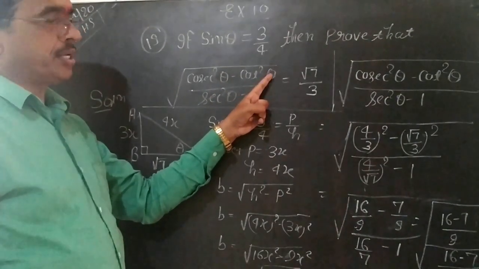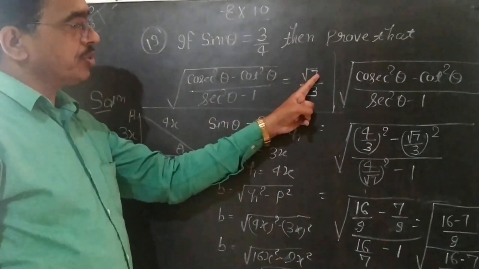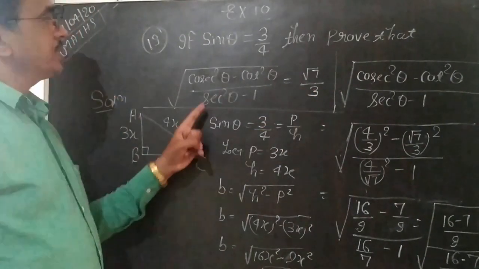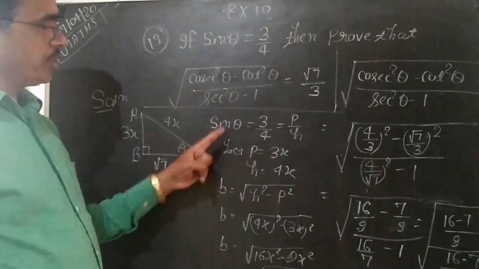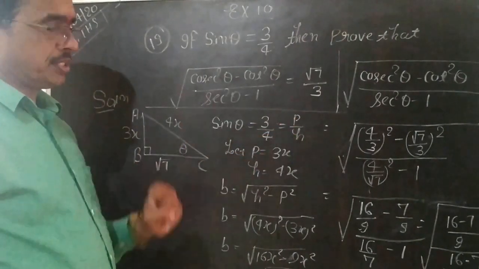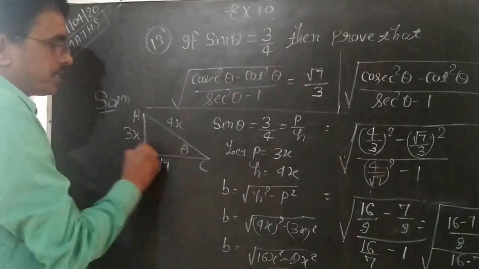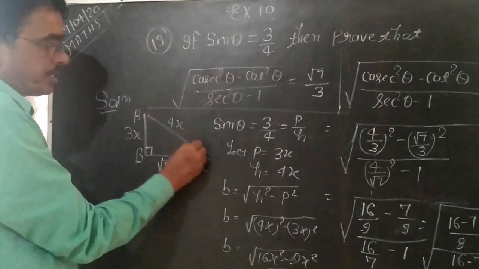cosec square theta minus cot square theta by sec square theta minus 1 is equal to root 7 by 3. First, what is given? Sin theta is equal to 3 by 4. I write here 3 by 4. And sin theta is equal to p by h. So first we draw a figure of a right angle triangle ABC. B is right angle. Then it is clear that AC is the hypotenuse.